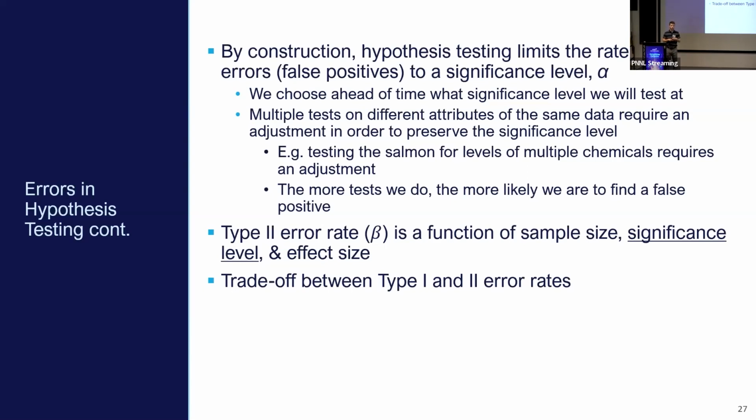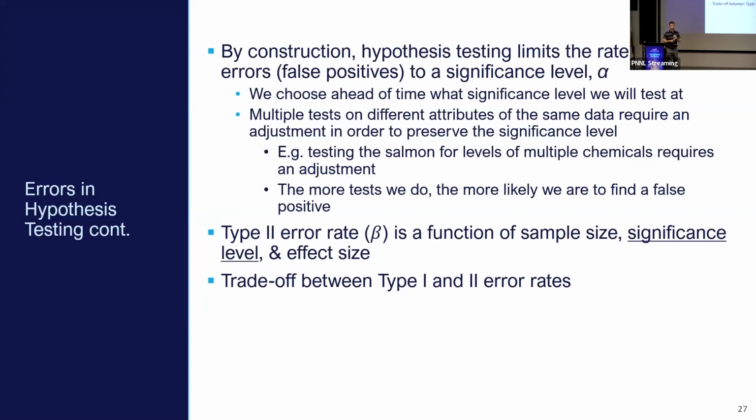So for example, if we are looking at data with salmon and we are testing for multiple different types of chemicals, not just one single chemical within the salmon, we're going to require an adjustment because the more tests that we're doing, the more likely we are to find a false positive. So running a correction on the data is a way to avoid that likelihood of finding a false positive. In contrast, we have the type 2 error rate, also known as beta, which is a function of sample size, the significance level, as well as the effect size.